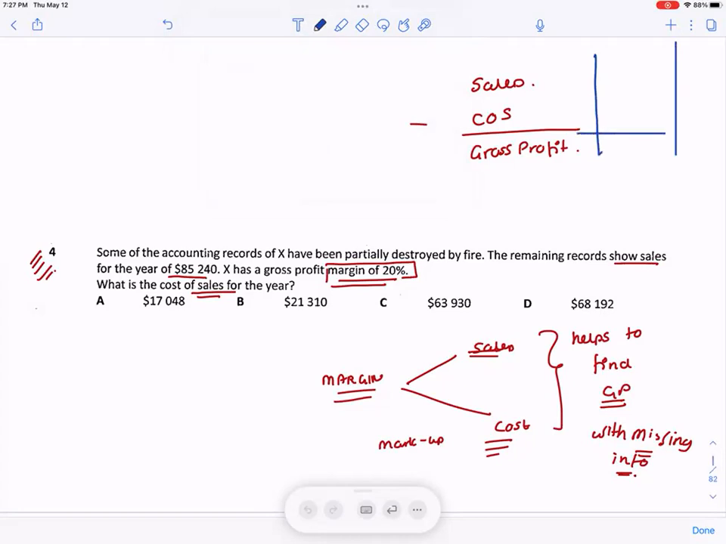Prisha, what is the sales? Ma'am, first we find 20% of 85,240. So 20% of 85,240 is 17,048. Now we subtract that value from 85,240.